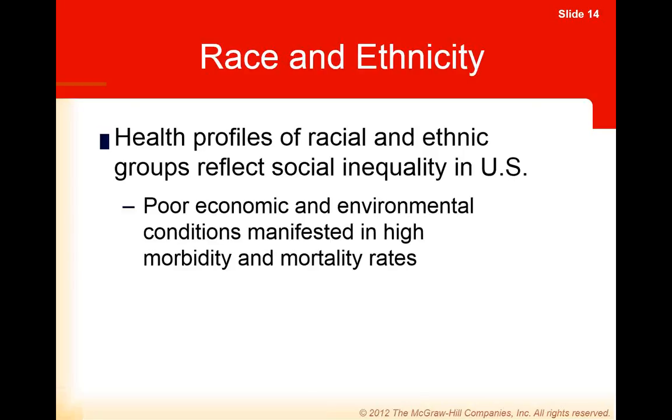But when we look at that link, we do see that economic and environmental conditions manifest in high morbidity and mortality rates. There's a documentary called The World According to Monsanto, and in this documentary, there's an investigation of what's referred to as a cancer cluster. Cancer clusters usually occur in low-income neighborhoods, where a particular neighborhood has a particular cancer rate that is much, much higher than the national average in surrounding neighborhoods.